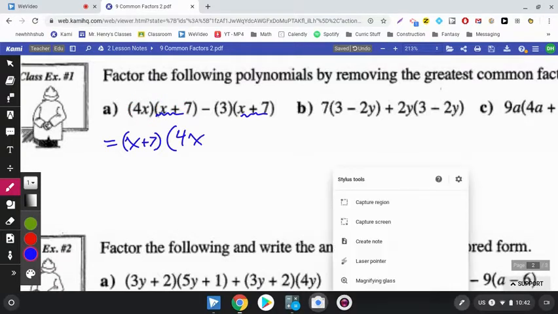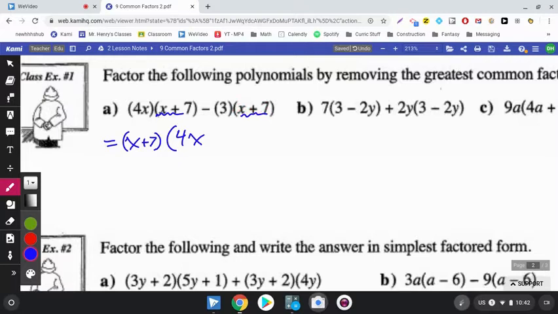And again, in the second term, the x plus 7, I factored that out. I divided that out. That went away. And I just have the minus 3. There you go. That is the factored version when I have a binomial GCF. Okay, B and C, go ahead and do those ahead of me, and I'll follow along.